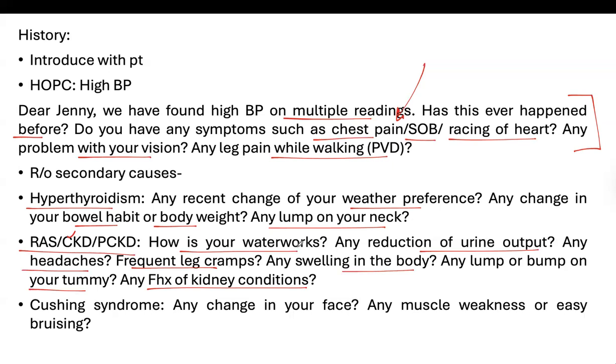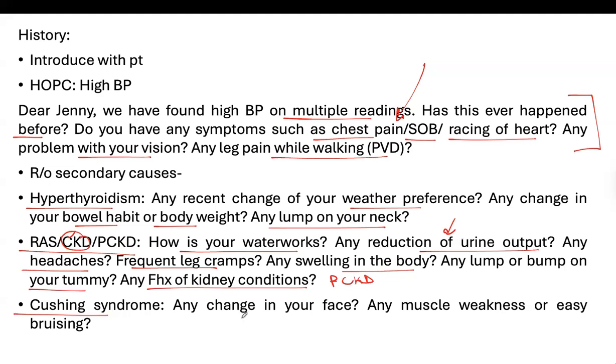So how is your water works? Any reduction of urine output? A patient who has chronic kidney disease can have oliguria. If you're thinking of glomerulonephritis, you can also say, have you noticed any blood in your urine? Then headache, leg cramps, swelling, these are all features of chronic kidney disease. Lump or bump with family history, that's for PCKD.